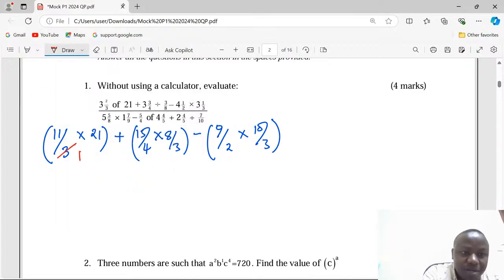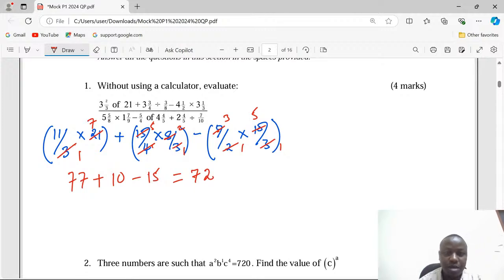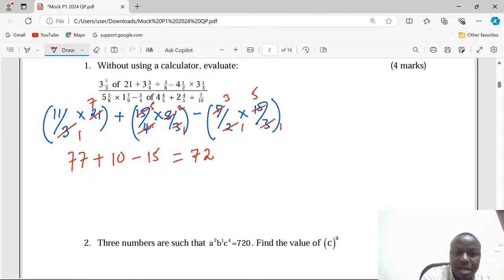Like in the first case, we have 3 into 21 gives 7, so that will be 11 times 7, which is 77. Then plus, 4 into 8 gives 2, and 3 into 3 gives 1, so 15 times 2 over 4... So 5 by 2 gives us 10, then minus, 2 into 4 1/2 gives 5, and 3 into 3 gives 1, so this is going to be 15. Therefore, we are having 77 plus 10 minus 15. 77 plus 10 is 87. Then minus 15, we get 72. That is on the numerator.